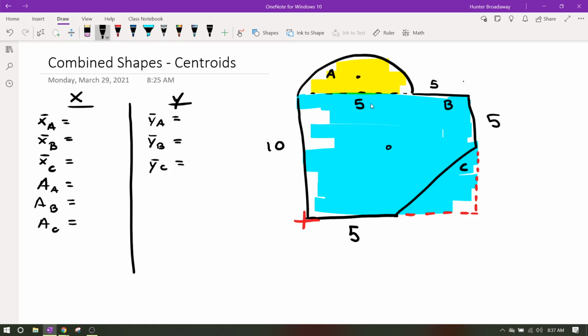I'm going to just put approximate dots on where these centers of masses are. And let's go for A first, since this is the very first one. This is up at the top. So we're going to be going from this location down, and this location over. So how far up do we have to go in order to get to our center of mass of the semicircle?